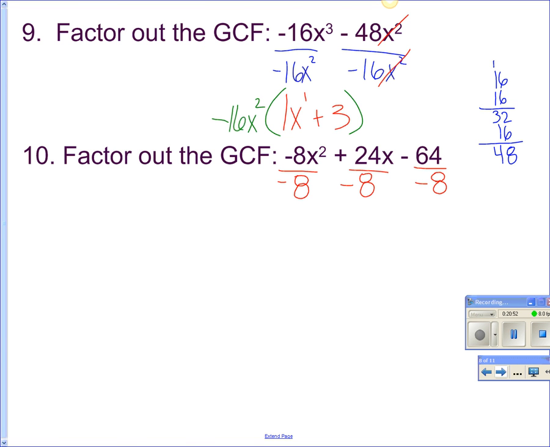Chuck, do they have an x in common? No. Guys, does 64 have an x? So they don't have that in common. Don't write an x down here. Don't write an x, okay?